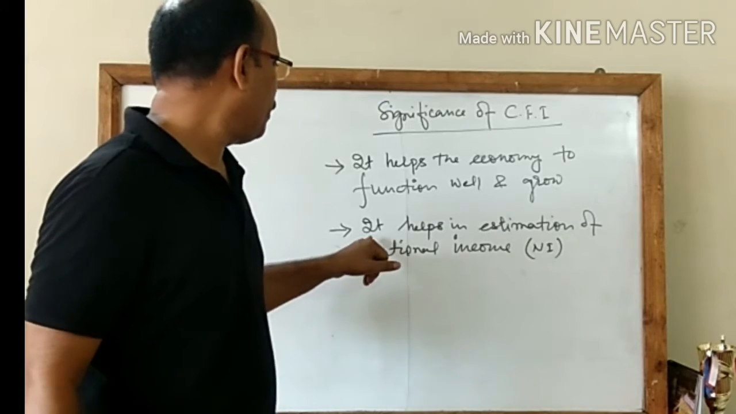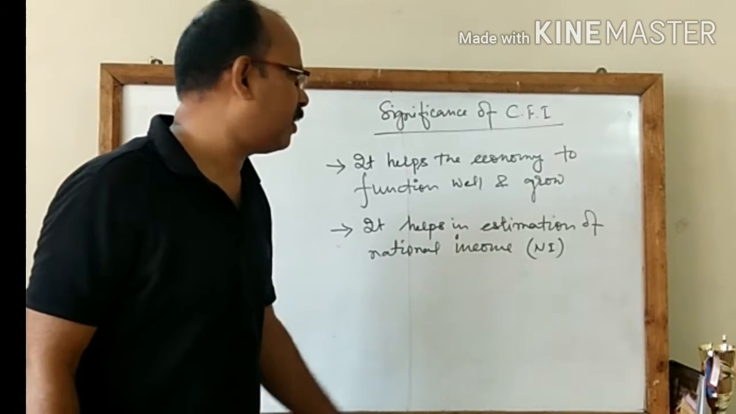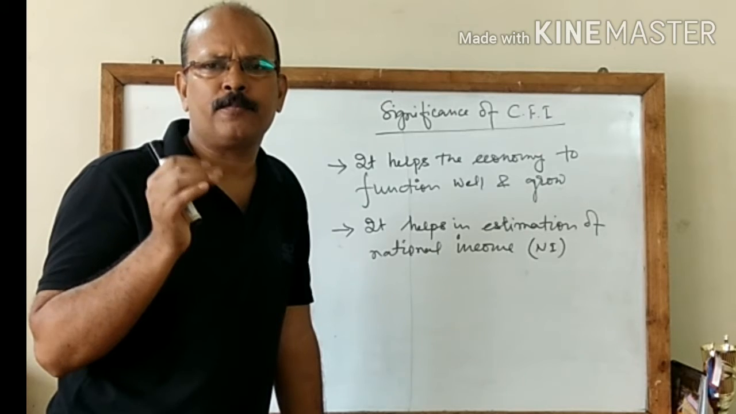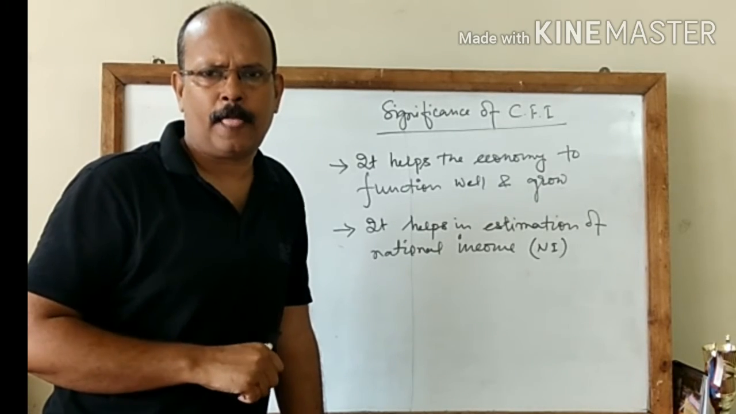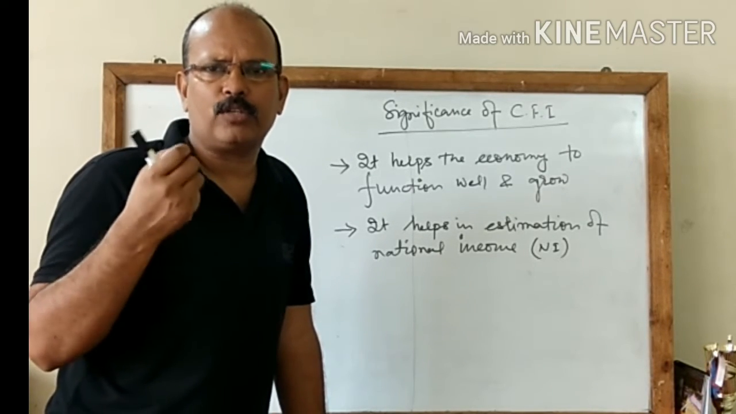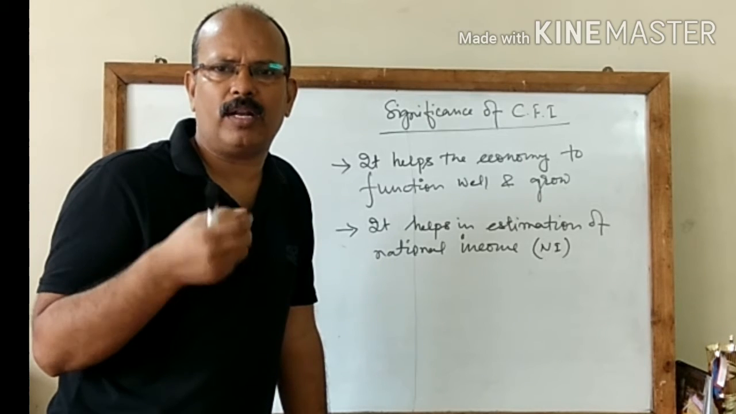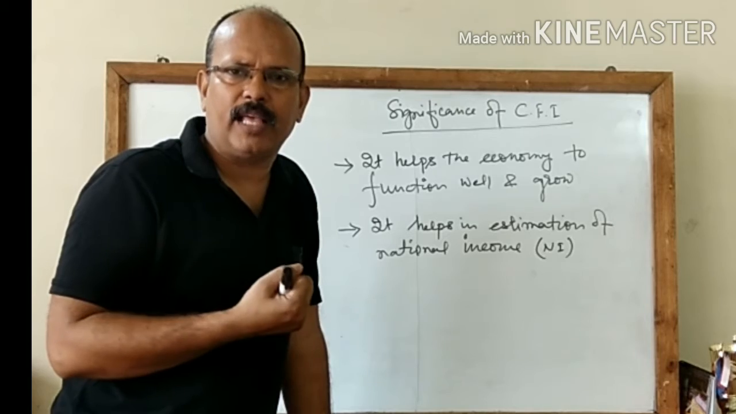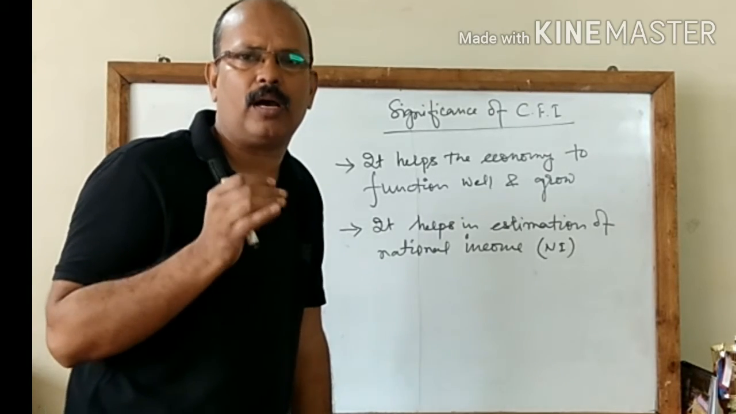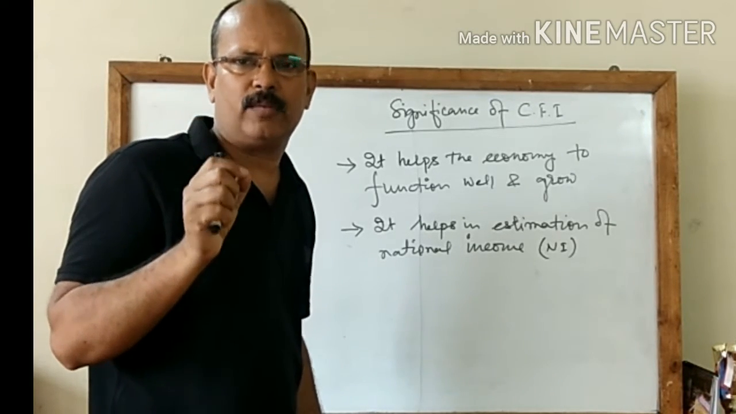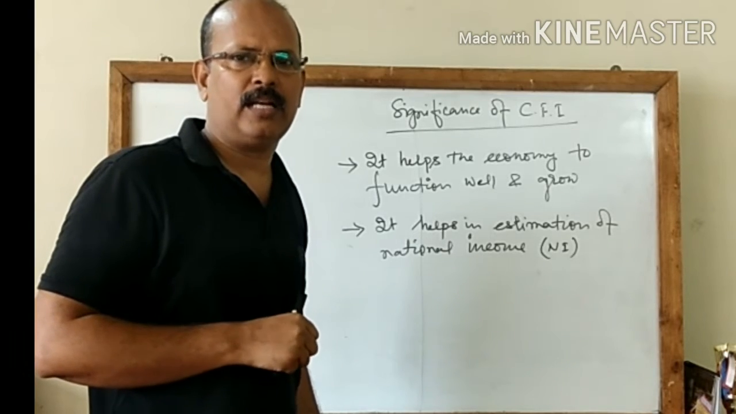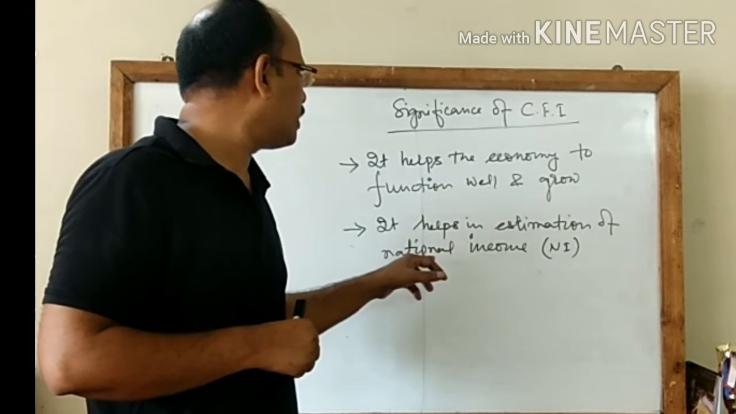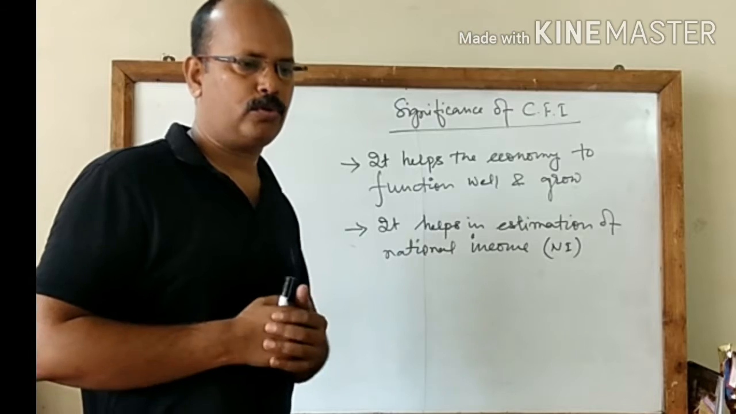The second thing is that it helps in estimation of national income. National income is in fact the sum total of factor incomes. So if you do not know the total amount of rent in the economy, or the total amount of profit in the economy, it will become difficult for economists to estimate national income in our country. So it helps in estimating national income also.